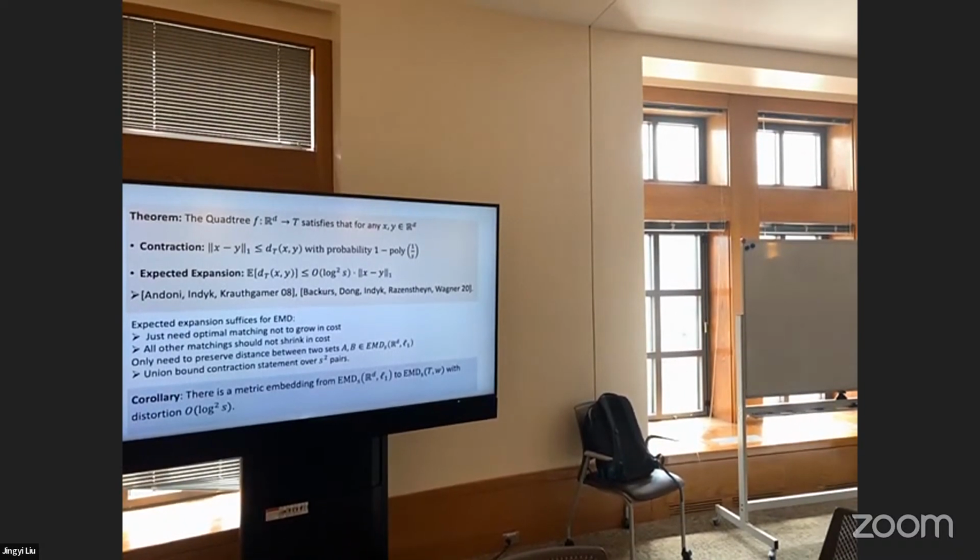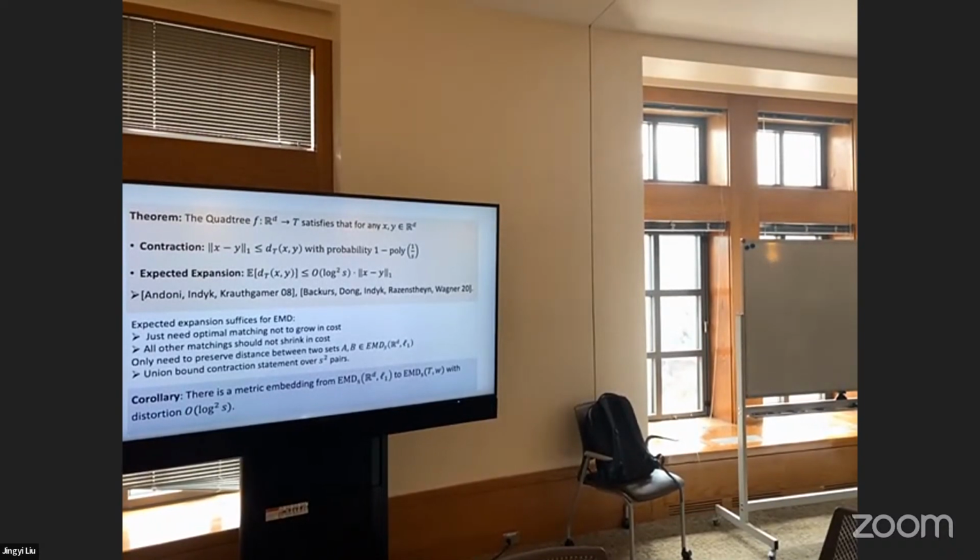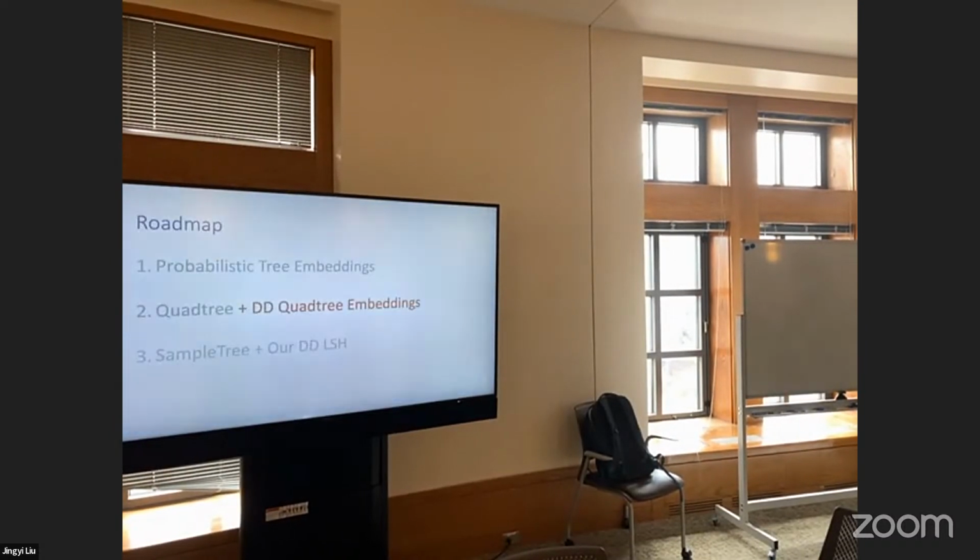This part is not data dependent. So far, all I've done is describe the embedding of Andoni, Indyk, and Krauthgamer from 2008. So this is how they get the log squared S approximation for EMD. So now I'll tell you about the data dependent part. That's what I'm going to call the data dependent quad tree embedding.